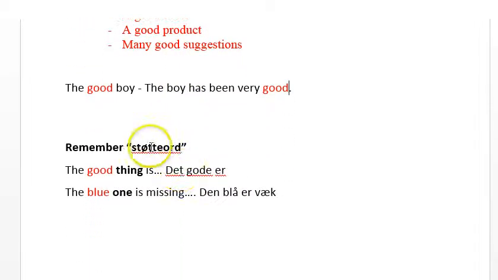Remember, in English, we have what you call stydord in Danish. The good thing, the blue one. Good and blue are adjectives, but it's not enough to say de gode eller den blå væg. In English, you have to say the blue one is missing, or the good thing is. Remember that, that's a common mistake.